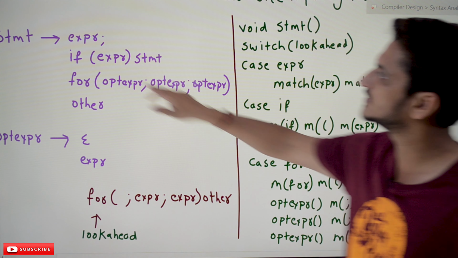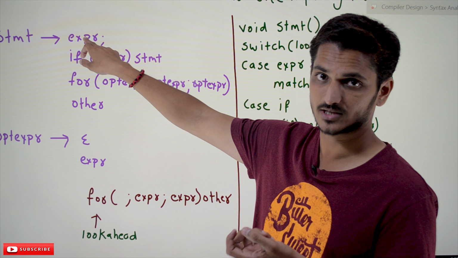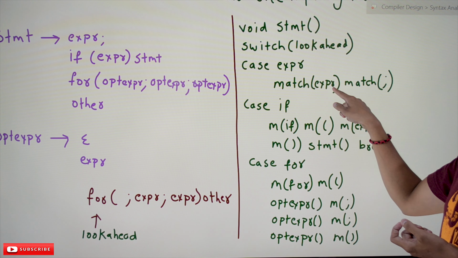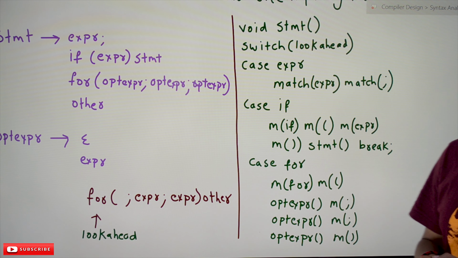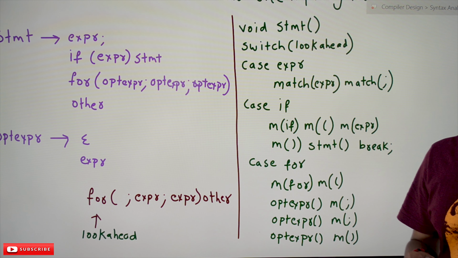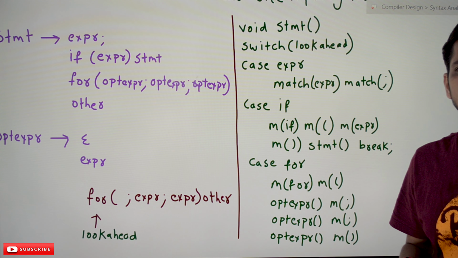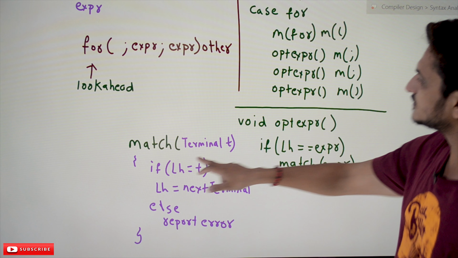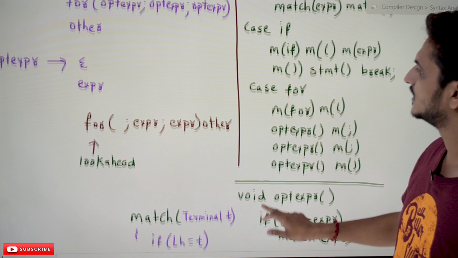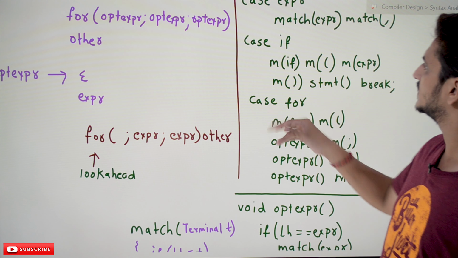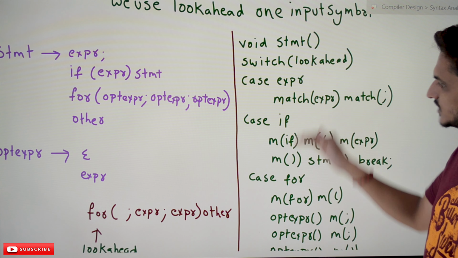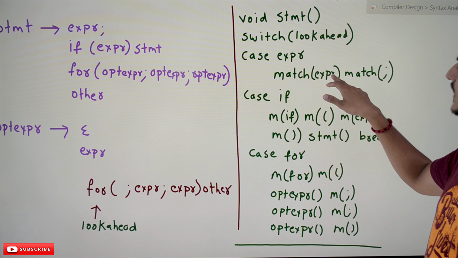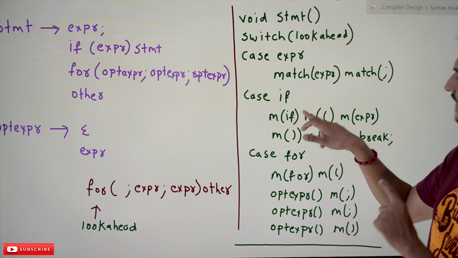So what does our statement say? Expression: check for expression and semicolon. That's why match expression, match semicolon. So what is the match function? Let's try to understand the next cases first, then we are going to understand the match function. The match function we are giving in short as m.